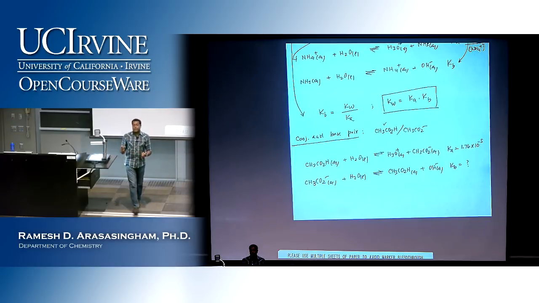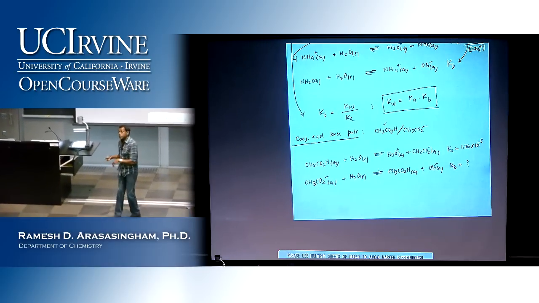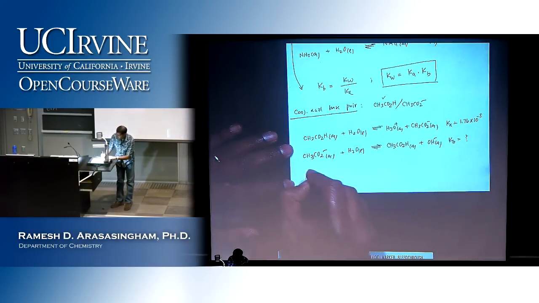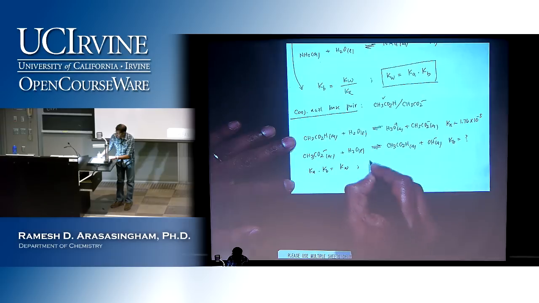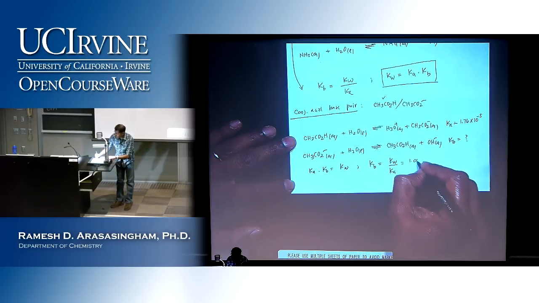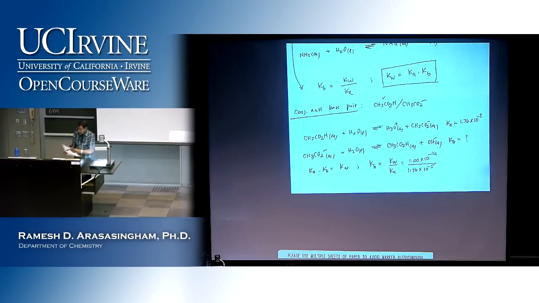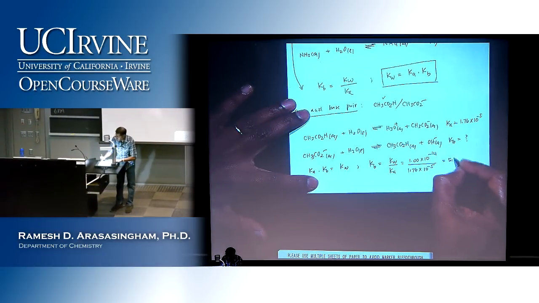So if we know what Ka is for the acid form, we can figure out what the Kb for the basic form is, because we know that Ka times Kb equals Kw. Therefore, Kb equals Kw over Ka, which is 1 times 10 to the negative 14 divided by 1.76 times 10 to the negative 5. And if you put that in your calculator, this number comes out to be 5.68 times 10 to the negative 10.